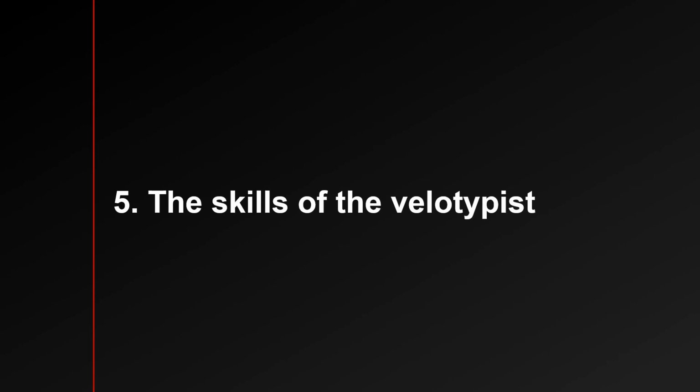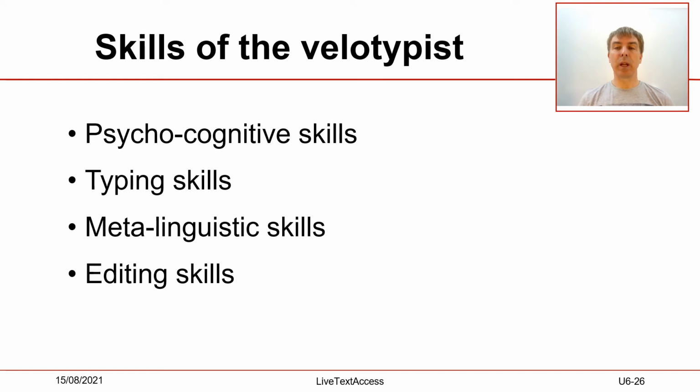Section 5. The skills of the velotypist. As you have seen, a velotypist has to do many things at the same time. In this slide I sum up the 4 main macro areas systemizing the skills a velotypist has to possess. A velotypist has to possess psychocognitive skills, metalinguistic skills, typing skills, and editing skills. In this unit we will deal with all these skills. The summary.